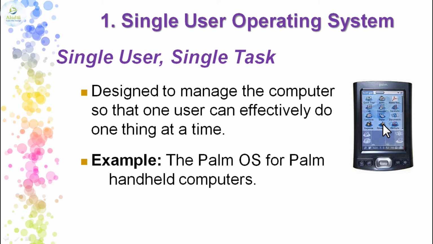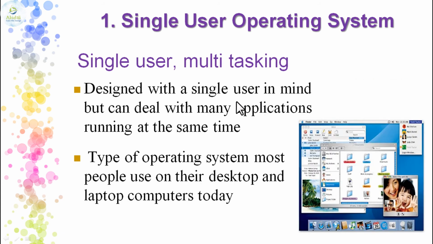Now just like you have a mobile phone where you can listen to music, browse, or record certain things simultaneously, that is called single user multitasking. But the Palm handheld computers were used by a single person and could do only one operation at a time, or one task at a time. That is called single user, single tasking.